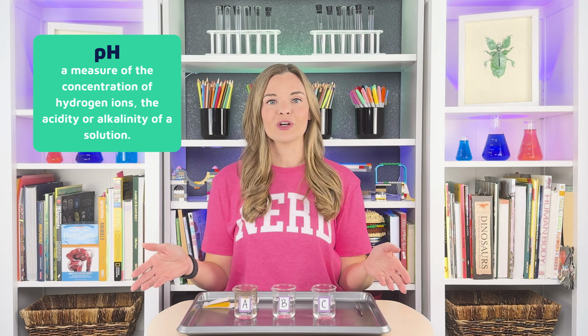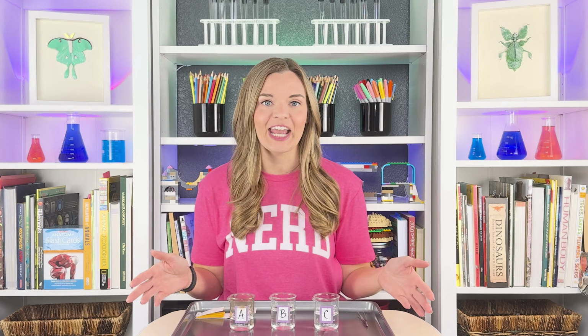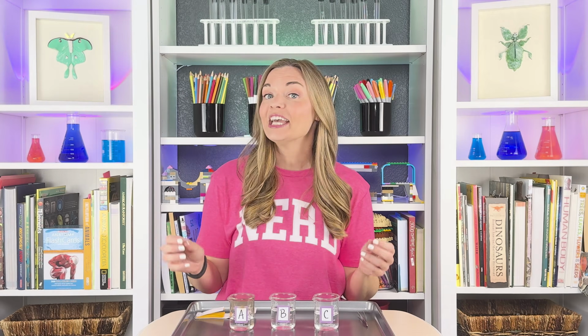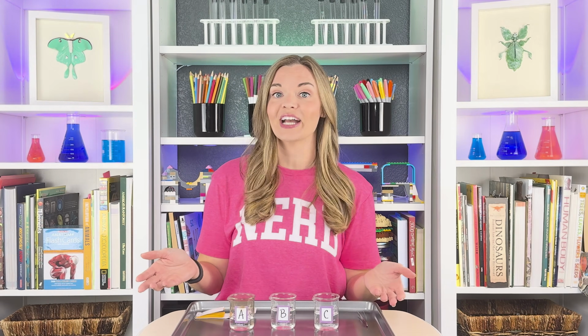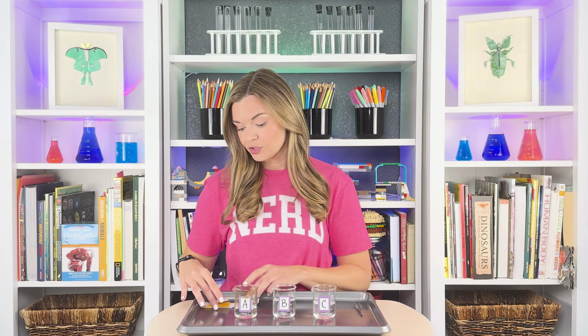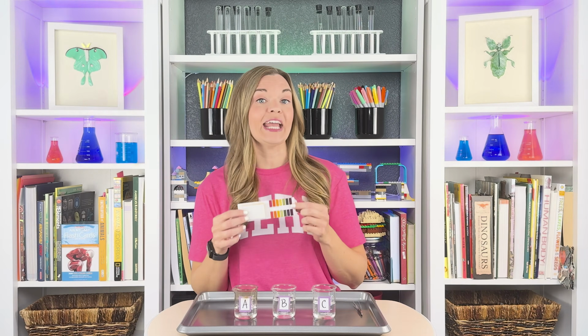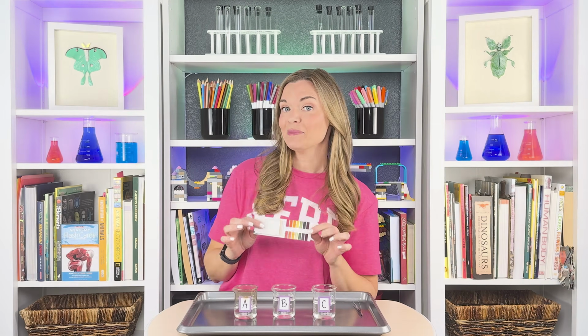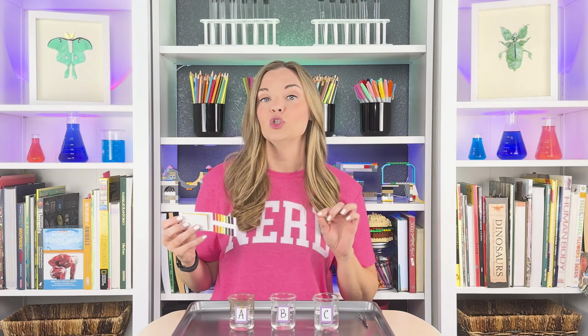pH is a measure of how acidic or alkaline a solution is. It's an indicator of a substance's chemical behavior affecting reactions and interactions. You can use universal indicator paper like this to identify the rough pH using color change chemicals. We can use this to identify the liquid in the other two beakers.